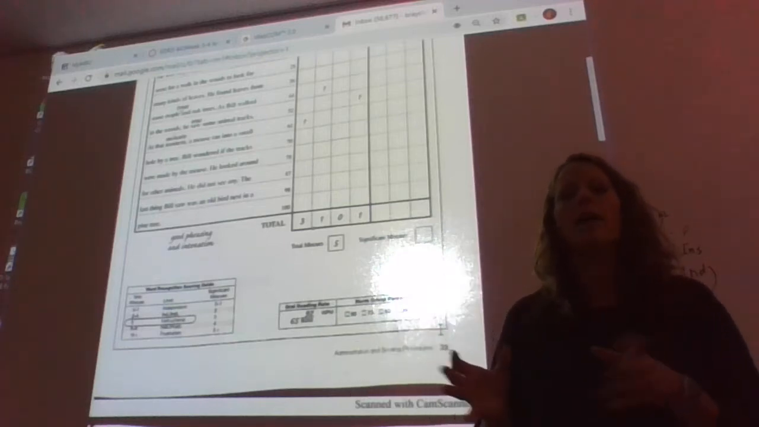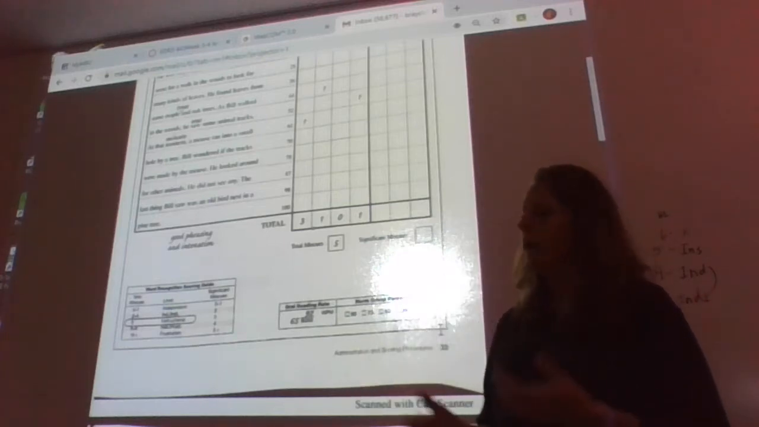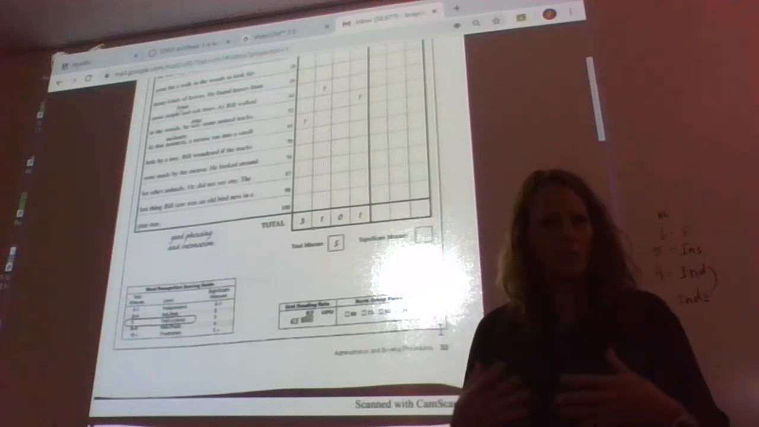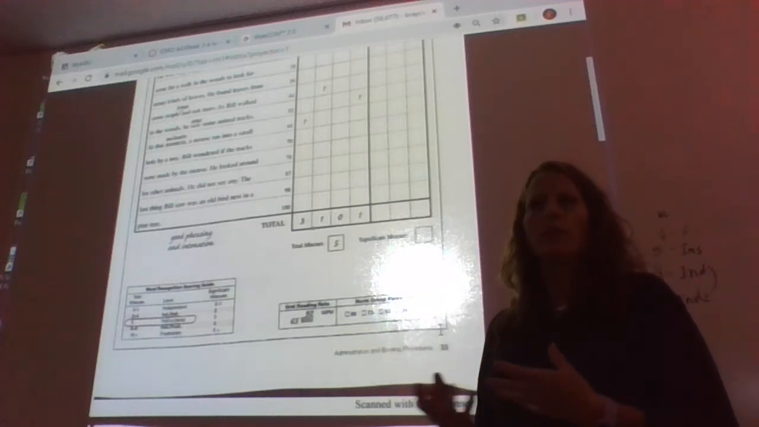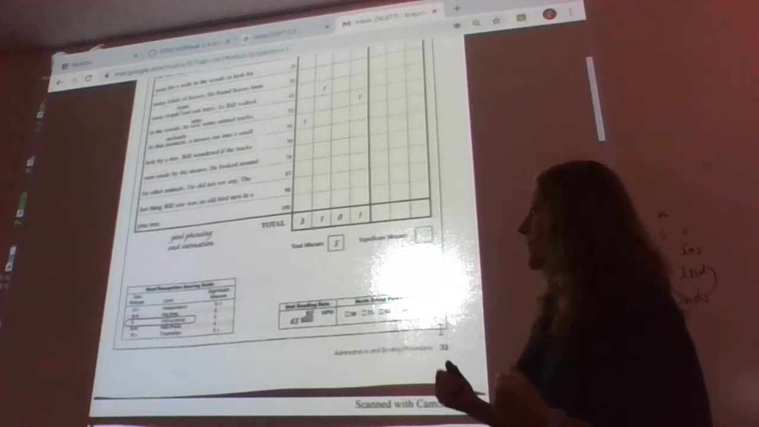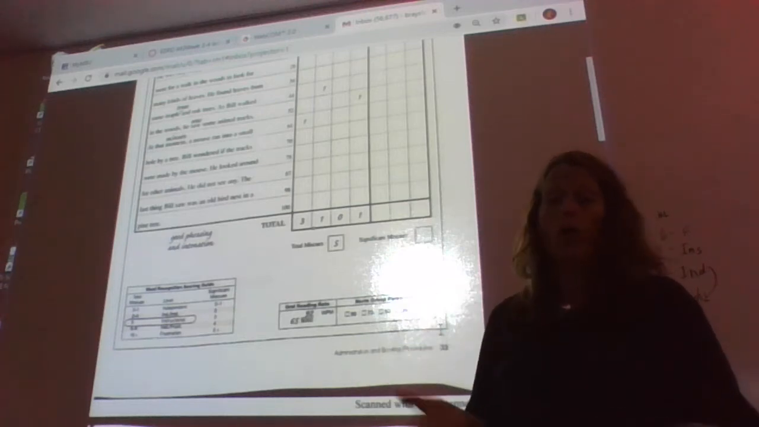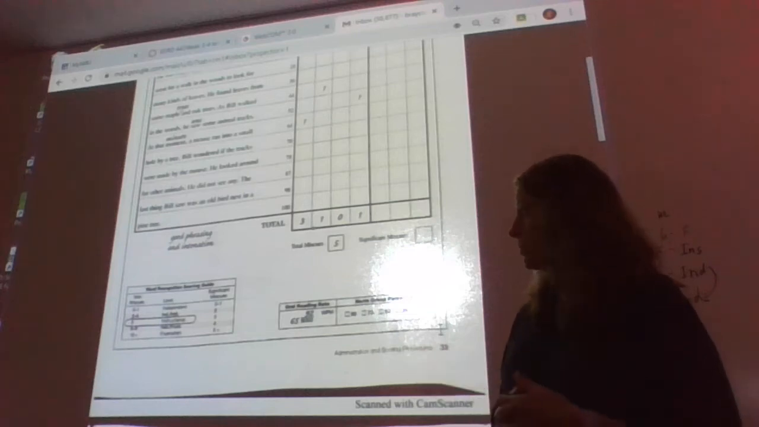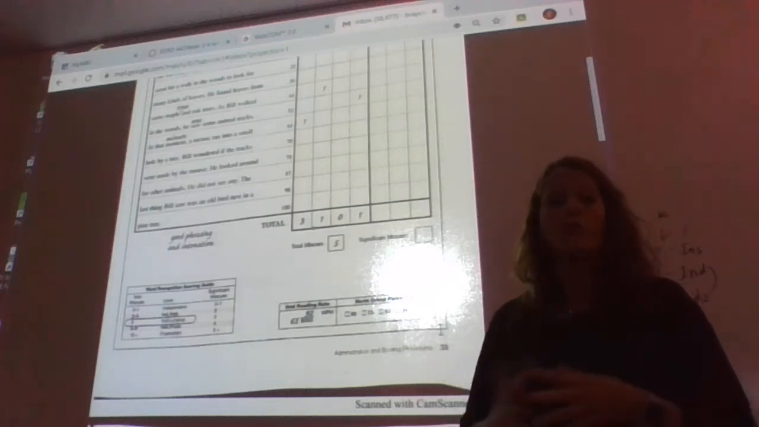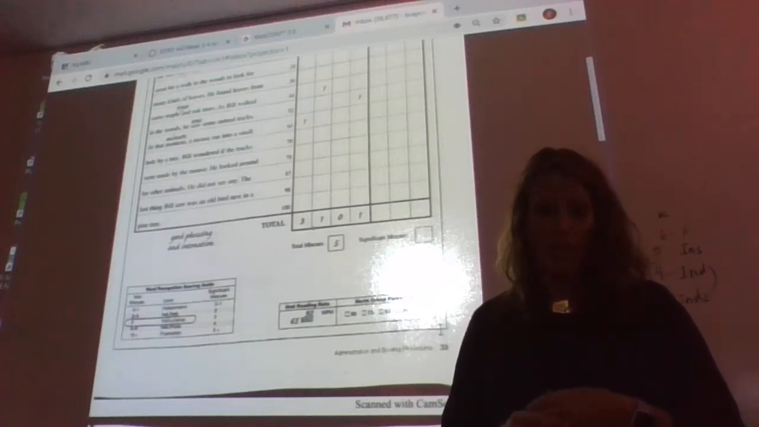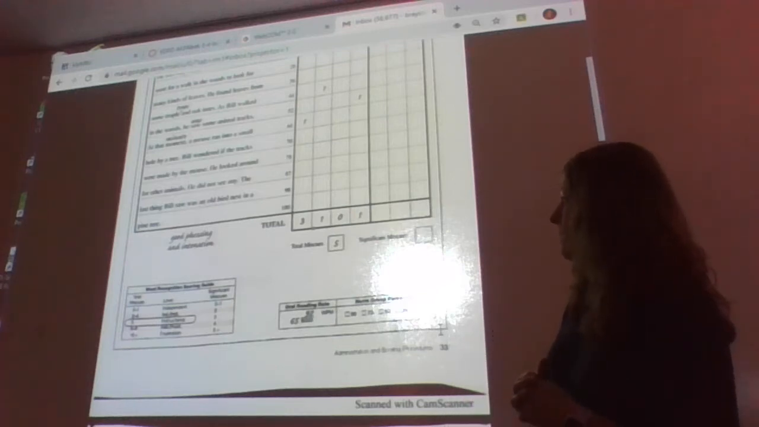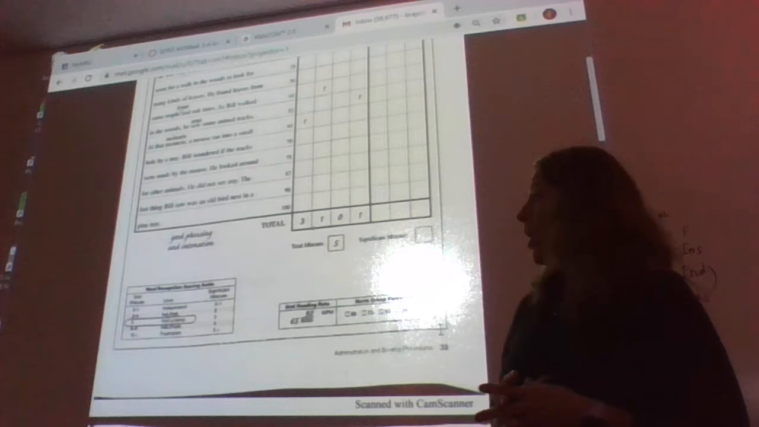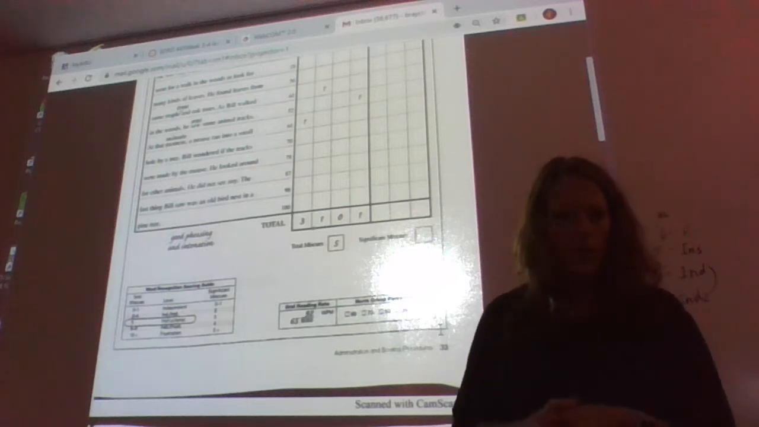So if you feel like the reader really was monitoring and correcting appropriately and was really getting some meaning from that text, then you can keep going or call it independent. You could call it instructional. Either way, it's really also going to depend on how the comprehension goes. And so let's talk about that.